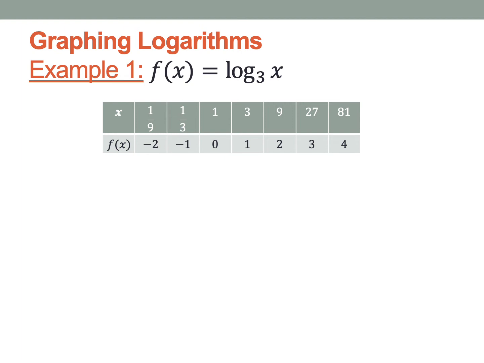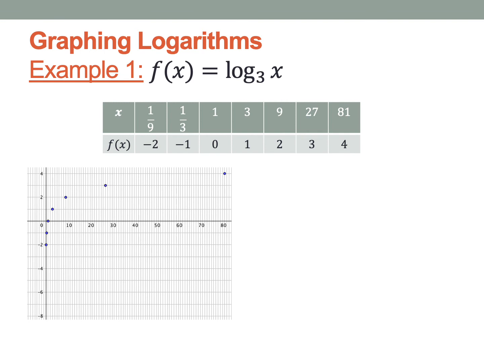And remember, a negative exponent is just the reciprocal of the power. So 3 to the negative 1 is the same as 1 over 3 to the 1, so it's 1/3. And 3 to the negative 2 is the same thing as 1 over 3 squared, which is 1/9. So you have (1/9, -2) and (1/3, -1). Okay, and then after you make your table, you just plot those points.